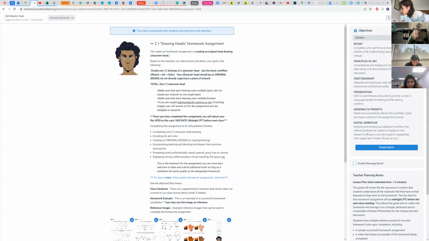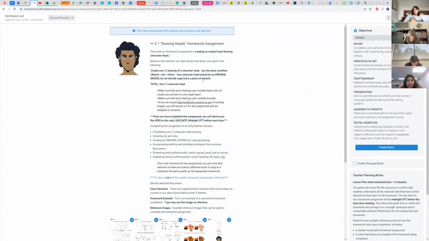It says create one drawing of a character head. Use that basic workflow from last time, meaning sketch it out, ink it, and then add color. We're saying here your character should be an original design. Do not directly copy or trace a piece of artwork. If you have a character that you like, you can generally do a version of that character, but again, no tracing, no paint overs. Please don't do any of that trash.